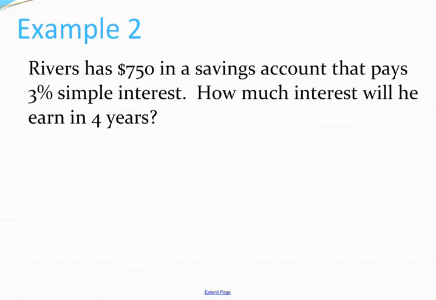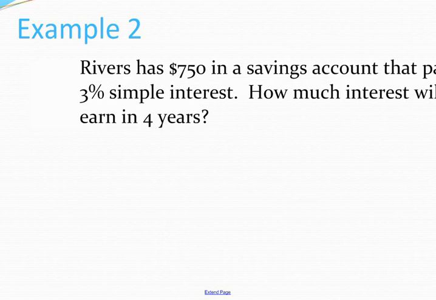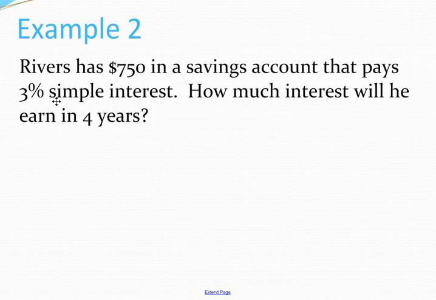Example 2 says, Rivers has $750 in a savings account that pays 3% simple interest. How much interest will he earn in 4 years? Right? I know I'm dealing with simple interest. It says so in the problem. Okay? And in a simple interest problem, we use I equals PRT.